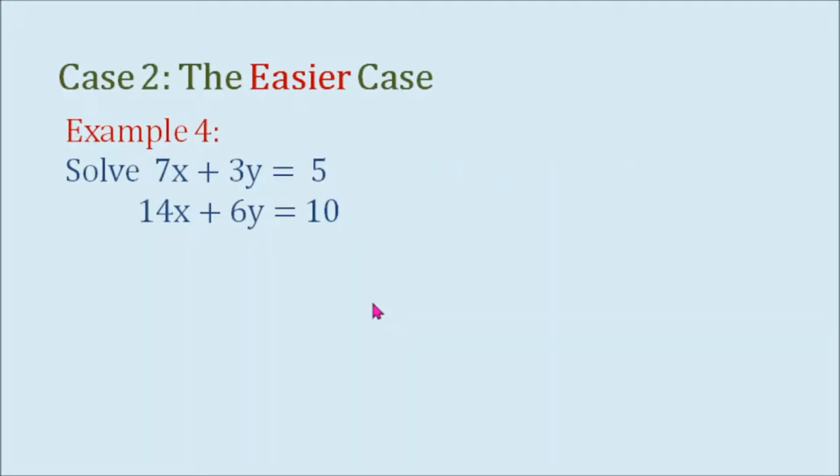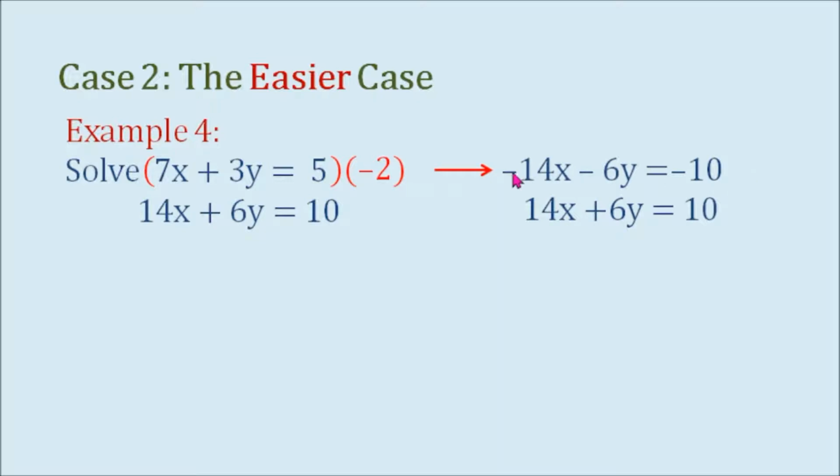Example number 4, under the easier case, solve 7x plus 3y equals 5 and 14x plus 6y equals 10. To eliminate x, we are going to multiply the first equation by -2. That's -2 times 7x equals -14x. -2 times 3y, that's -6y. -2 times 5, that's -10. And our second equation is still the same.